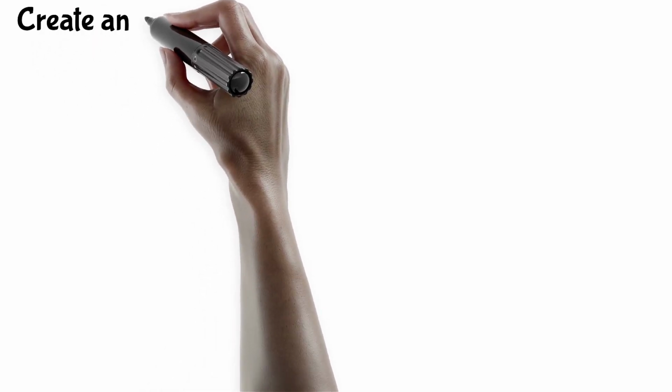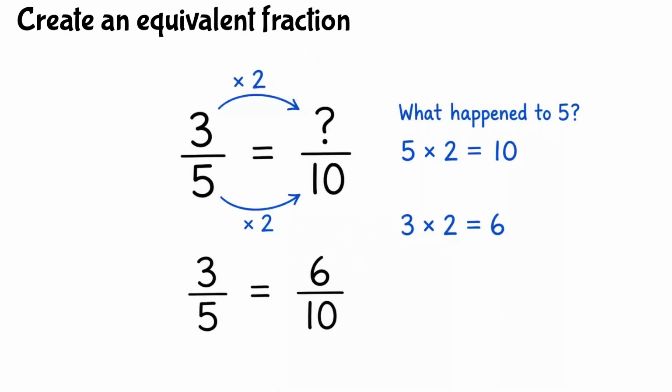Let's find the missing numerator. We have 3/5, and we want an equivalent fraction with a denominator of 10. First, ask, what do I multiply 5 by to get 10? 5 times 2 equals 10. Since we multiplied the denominator by 2, we must also multiply the numerator by 2. 3 times 2 equals 6. So 3/5 is equivalent to 6/10.